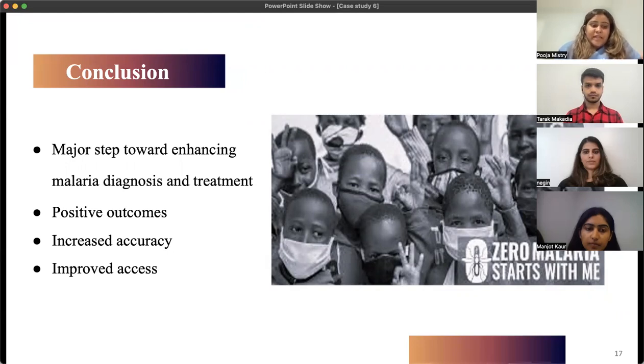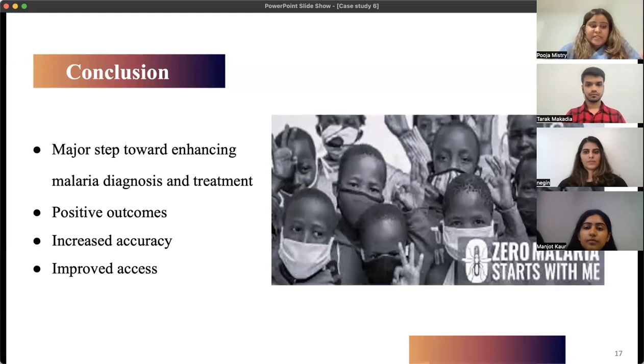First is enhanced accuracy. RDTs have established themselves as a trustworthy method for diagnosing malaria, delivering precious findings quickly. This has made it easier for medical professionals to recognize and efficiently treat malaria cases.